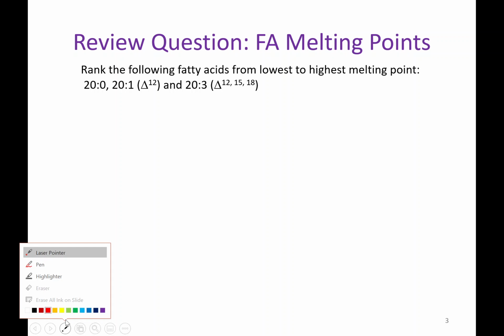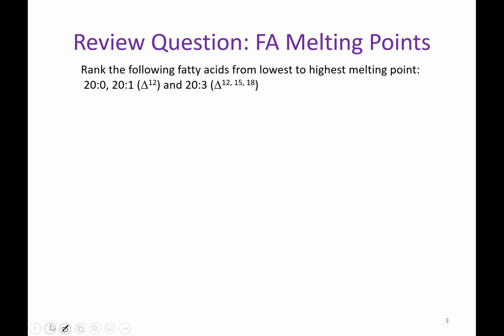Let me select my pen. If you remember, how are melting points affected? They're affected by chain length and by the number of double bonds. In this case, all three of these have the same chain length. They're all 20 carbons long, so that's not going to be affecting these. For simplicity, we're going to call that one 1, this 2, and this fatty acid 3. So which one of these has the lowest melting point?